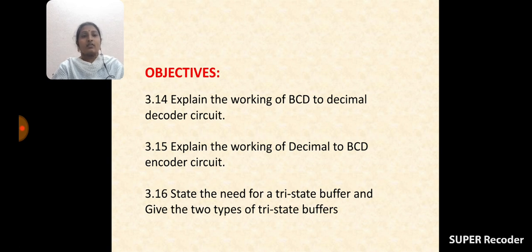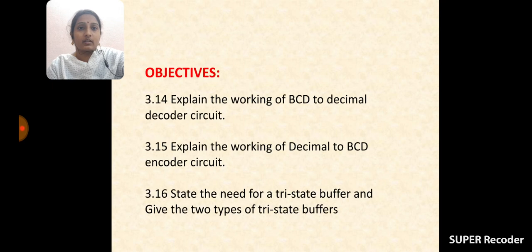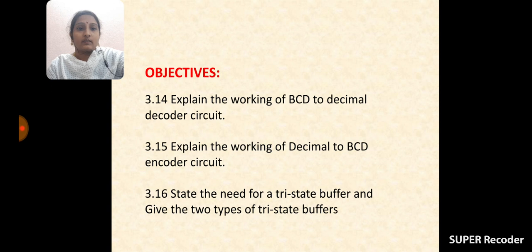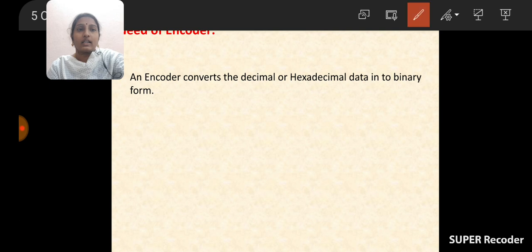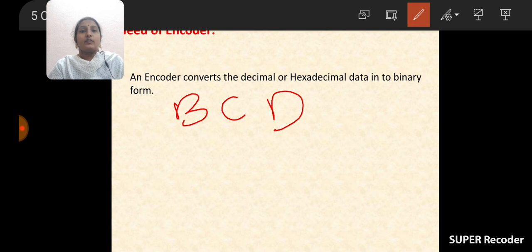Here, see, our first topic is BCD to decimal decoder circuit. Okay. And also decimal to BCD encoder circuit. So first of all, of course, it is decimal to BCD encoder. Already I explained to you what is meant by BCD. Already I told you in our first sessions what is meant by BCD. So here BCD indicates binary coded decimal.